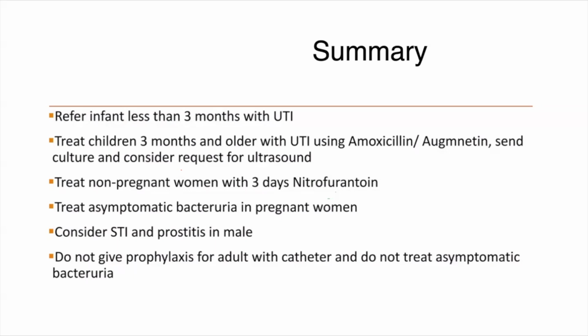This is the summary. Treat non-pregnant women with nitrofurantoin for 3 to 5 days in uncomplicated cases, and treat pregnant women with antibiotics if the patient has asymptomatic bacteriuria. In male patients with urethritis, consider sexually transmitted infections and prostatitis. And we will not give prophylaxis for adults with a catheter, and do not treat asymptomatic bacteriuria.